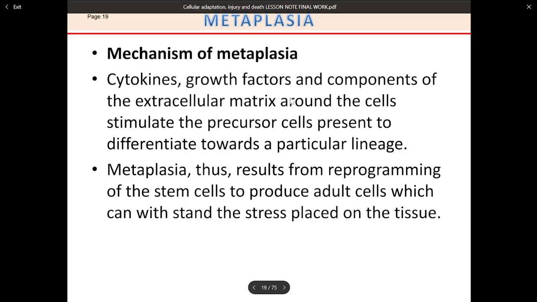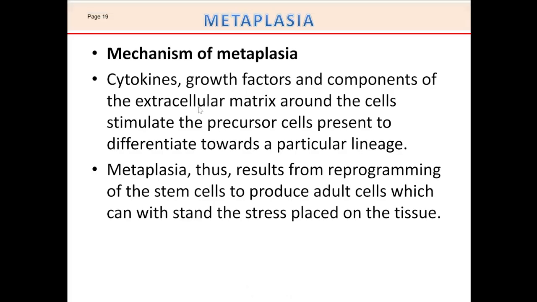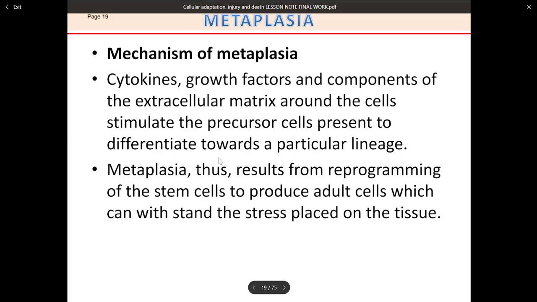Now, the mechanism for metaplasia: cytokines, growth factors, and components of the extracellular matrix around the cell stimulate the precursor cells present to differentiate towards a particular lineage.